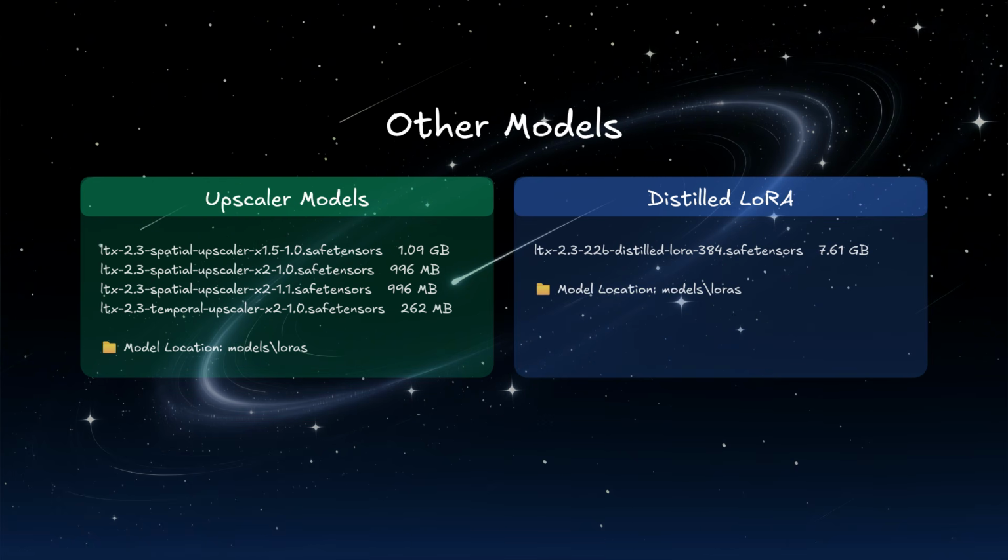Like LTX2, the official release also provides a distilled LoRa and upscaling models. For our workflow, we need the spatial upscaling model, and version 1.1 performs far better than version 1.0.